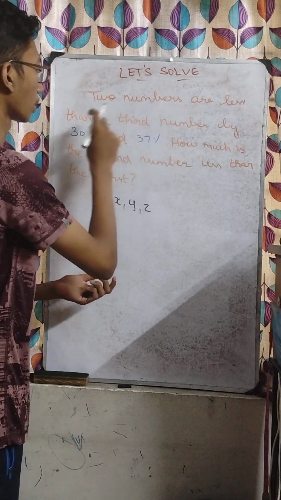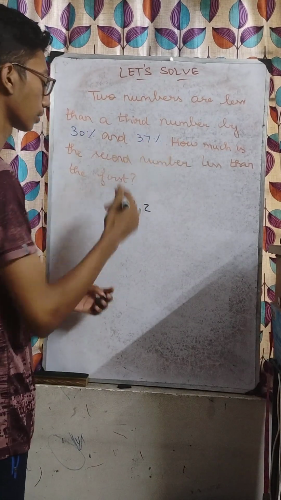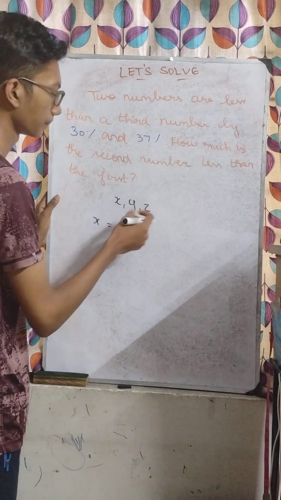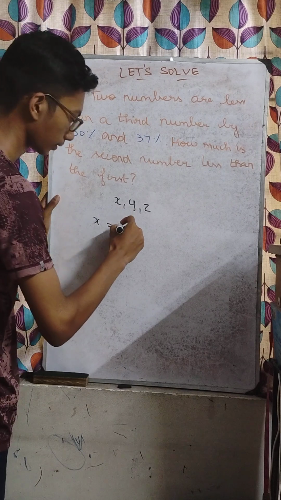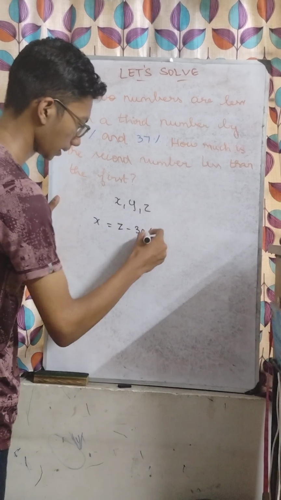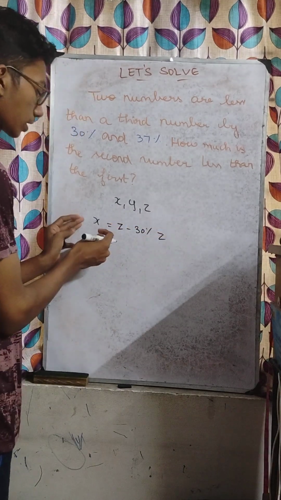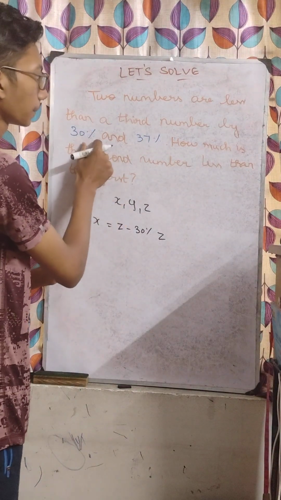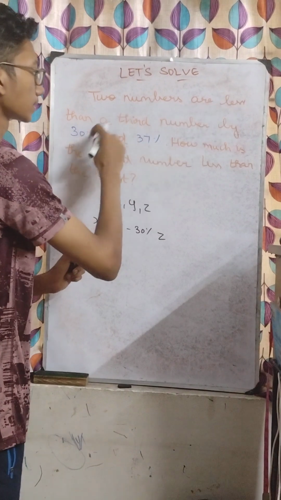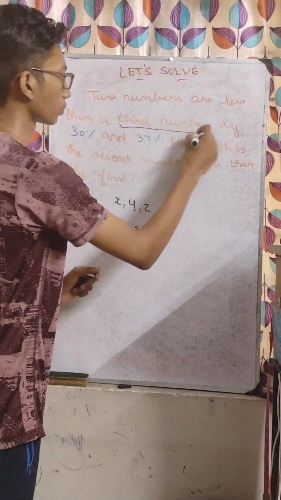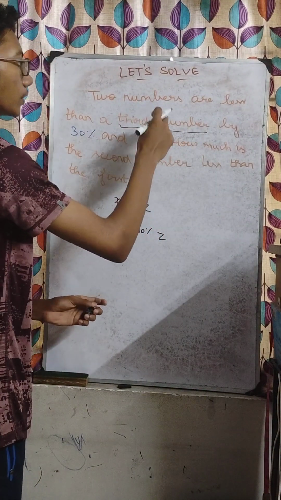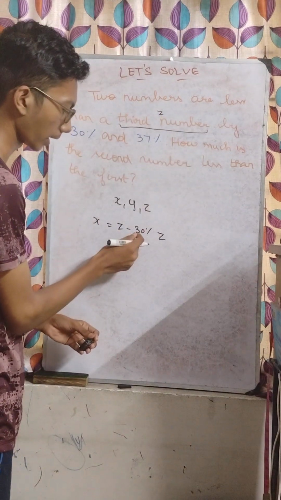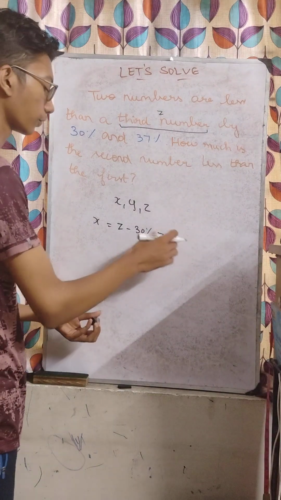First, two numbers are less than the third number by 30% and 37%. So let's say this number, x, is less than z by 30%. So x is z minus 30% of z. The third number is what we have taken as z. So z minus 30% of z. So this is the first equation.